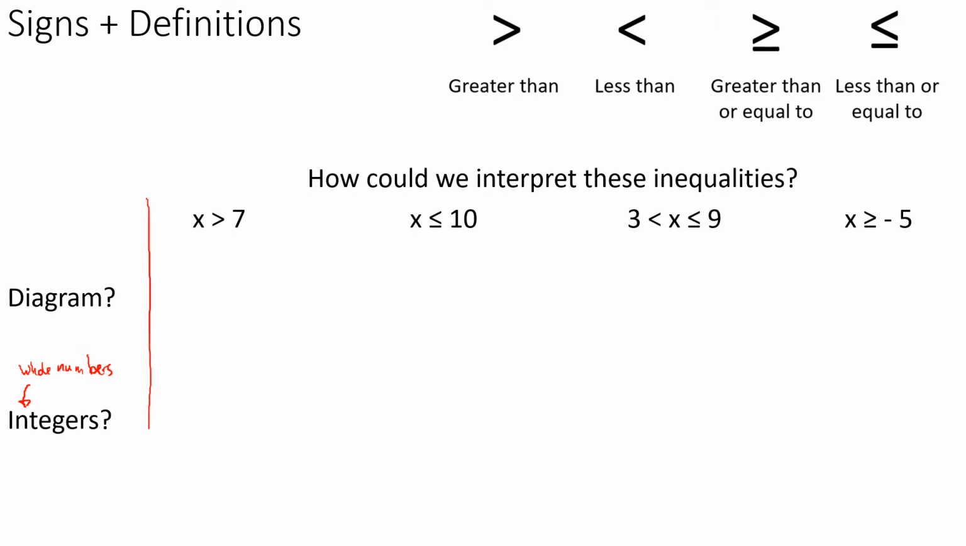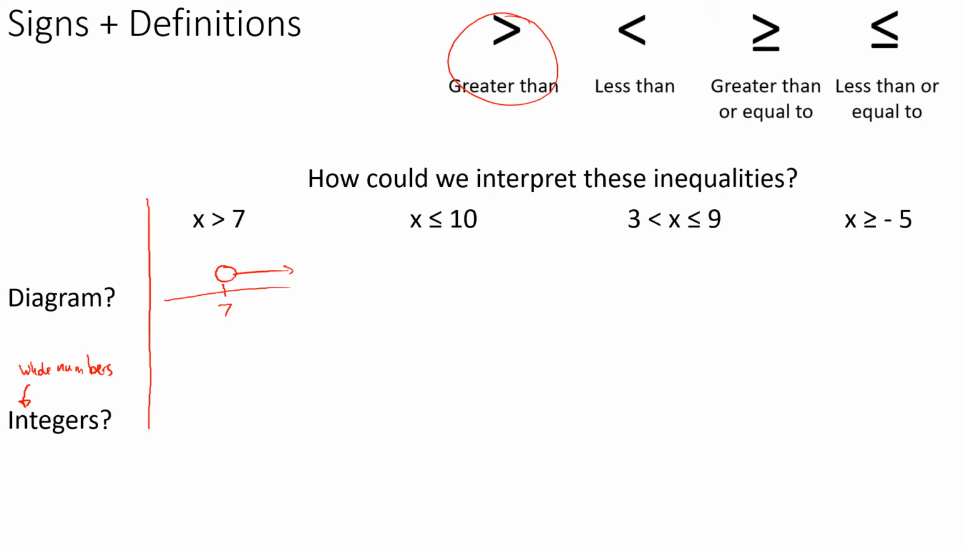Well, the first one is x is greater than 7. What would that look like as a diagram? Well, we draw a number line and we mark that number 7 on the number line, and we say, which side is greater? Do we want the left or the right? We want the right-hand side. The right-hand side contains numbers like 8 and 9 and 10, which are bigger than 7. We draw a circle to say 7's where we're starting, and that's all you have to do.